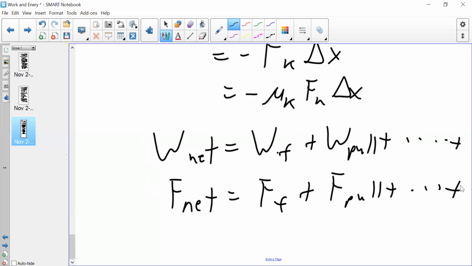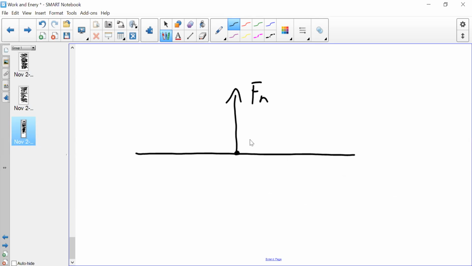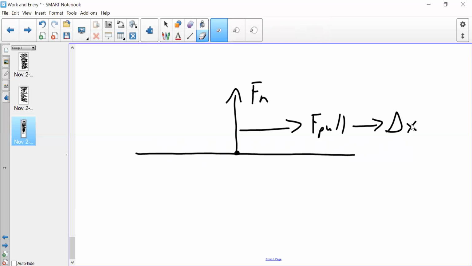All right. So let's do a quick example here. Before we get to that, I will now show you the box again. And let's say that we do a free body diagram on the box. So we have the normal force like this. And of course, we have the pull force and displacement. Actually, from my previous example.